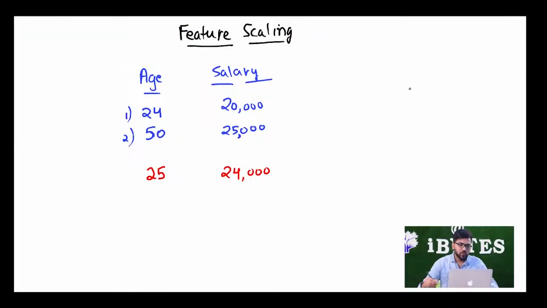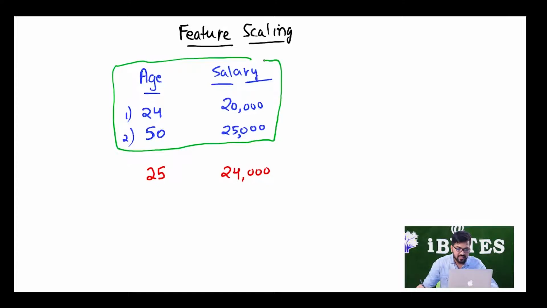Hi. So now I want to discuss a very important concept with you, that is feature scaling. To understand the importance of feature scaling, let's just consider a problem. I have a data set over here which basically has just two features, that is age and salary. So I have the age and salary of a person.